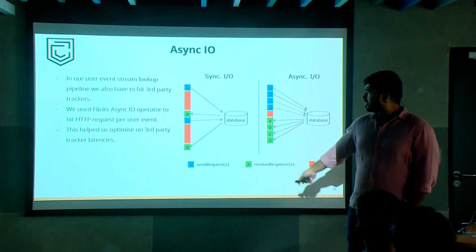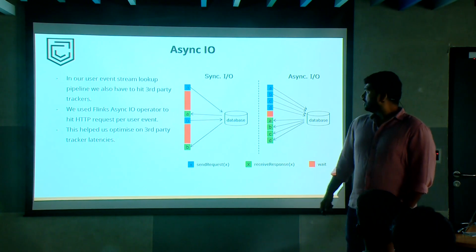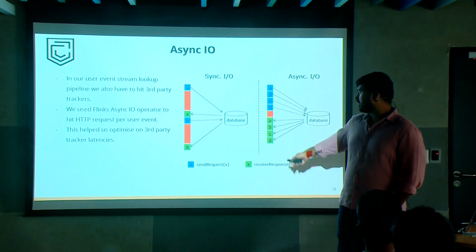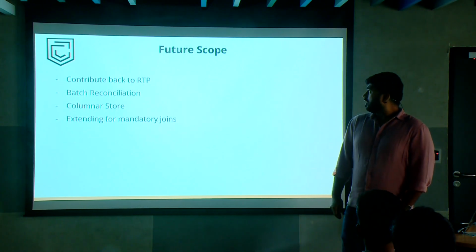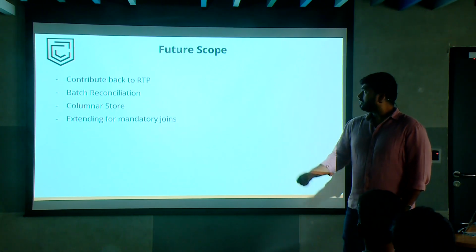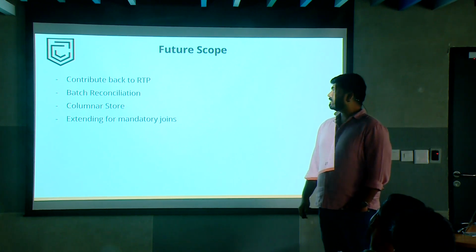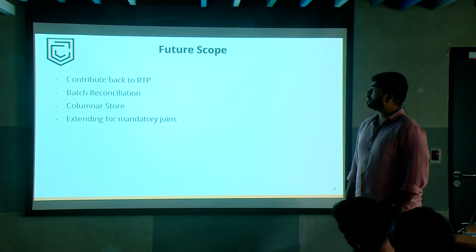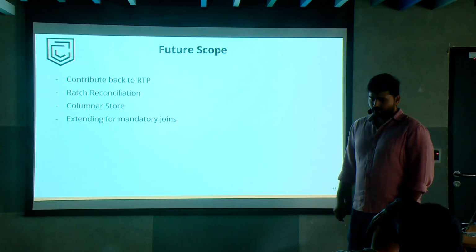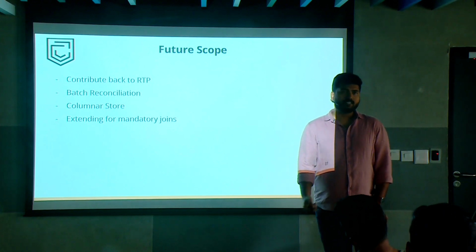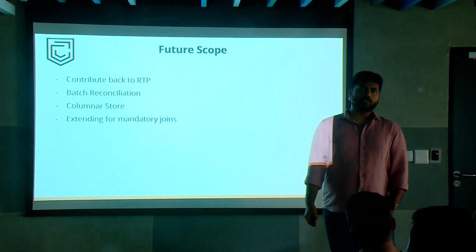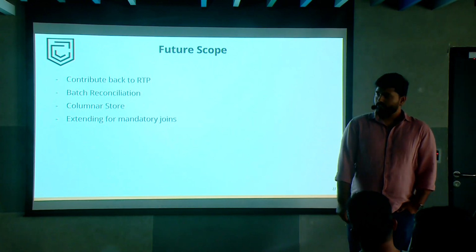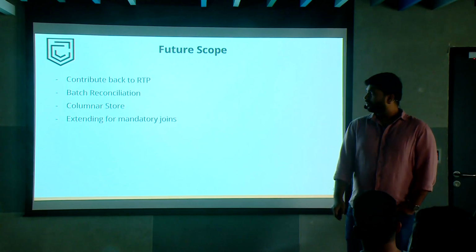So this is a depiction of how the async IO works for Flink. You can replace database with any external system call. Yeah, so this mostly has been what we did for this optimization. The next step is that we do extensive performance tests on it, and we carve out a framework for a join operation using states, external states, and contribute back to our real-time platform.